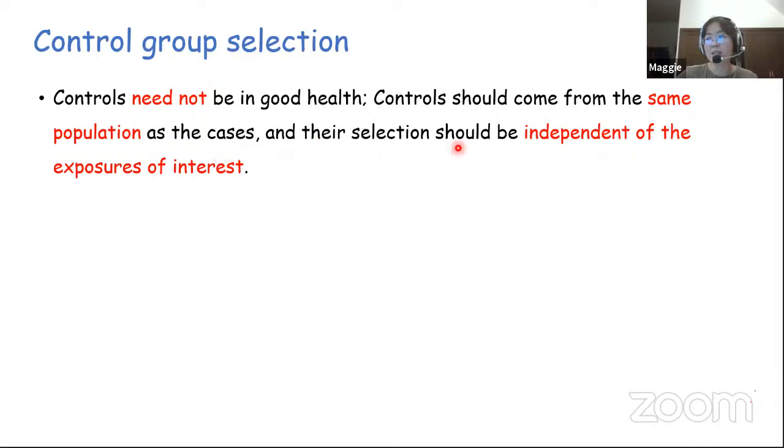And their selection should be independent of the exposures of interest. That means if you are studying smoking and lung cancer, then either the patient or the non-patient can be a smoker or not a smoker. So it's independent of the exposures of interest.